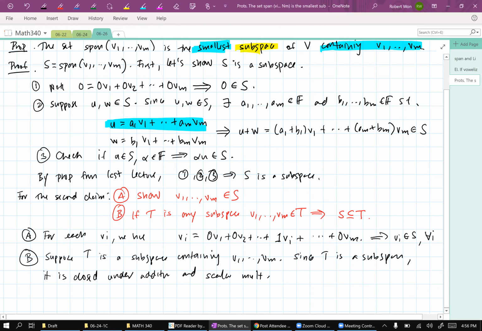Because if you have any linear combination, let's look back up here where I've written down a linear combination again, up at U. If you take any linear combination of these vectors, it's just you've scaled all the vectors and you add them together. Well, since T is closed under scalar multiplication, it contains all of these scalar multiples. Since it's closed under addition, it contains their sum. That means that T is closed under linear combinations.